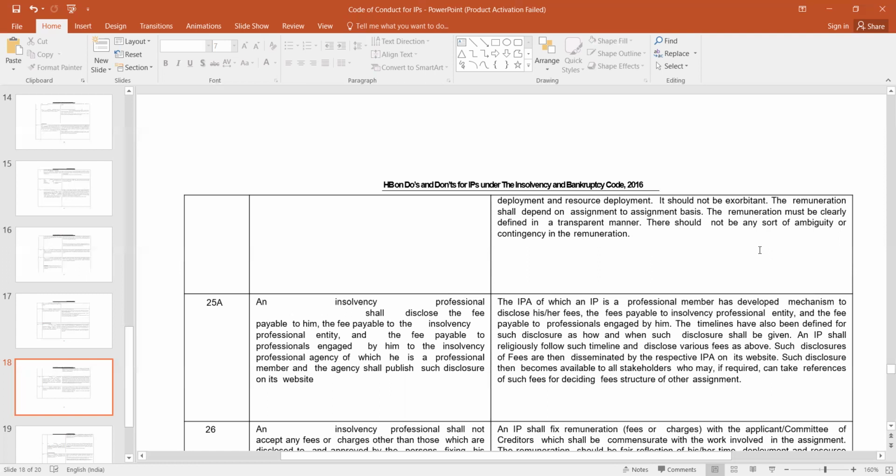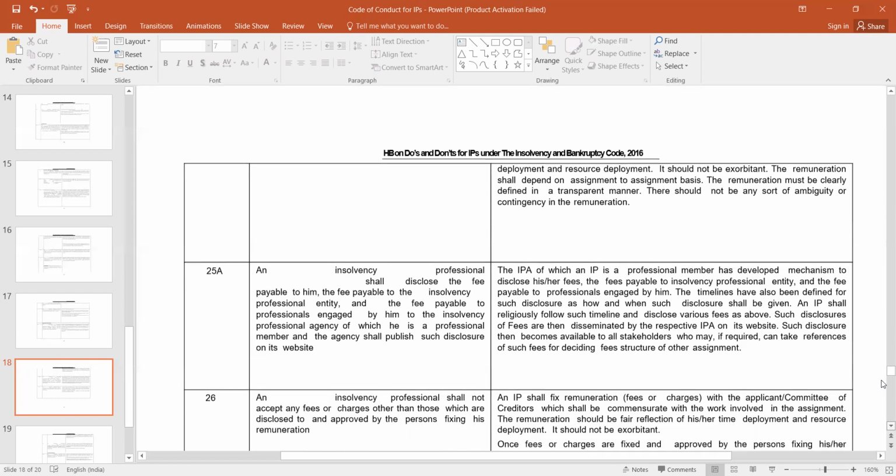An insolvency professional shall disclose the fees payable to him, the fees payable to the insolvency professional entity and the fees payable to professionals, ठीक है ना. ये आपको बताना है किसको, IPA को, ठीक है, जिसके साथ आप एनरोल्ड हो. So you have to disclose this thing. ये फॉर्म्स है, फॉर्म्स में आपको डिस्क्लोज करना है और IPA will disclose it on the website, ठीक है.